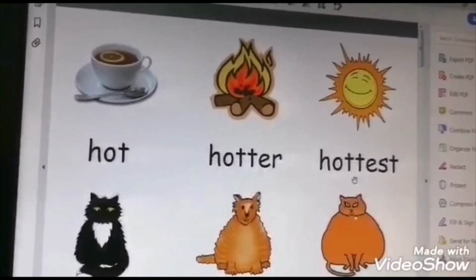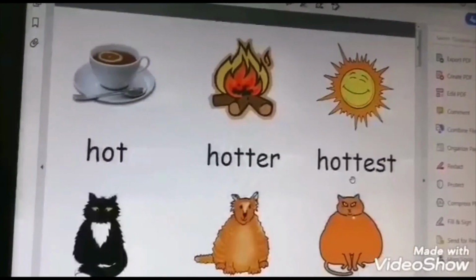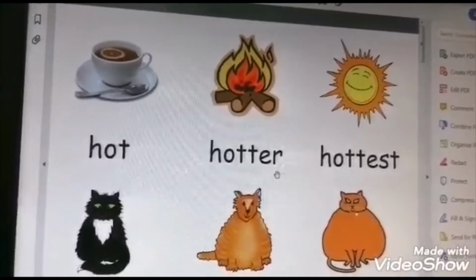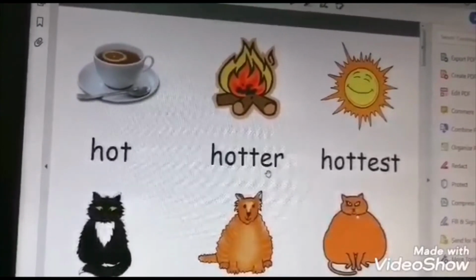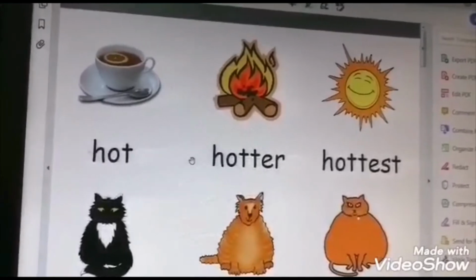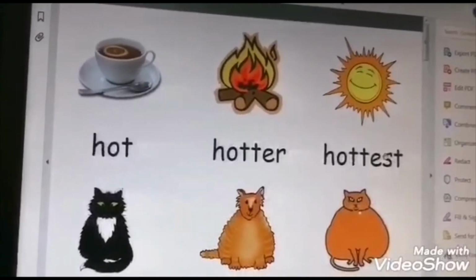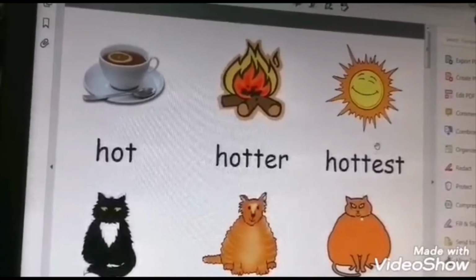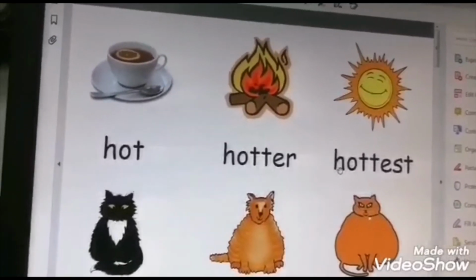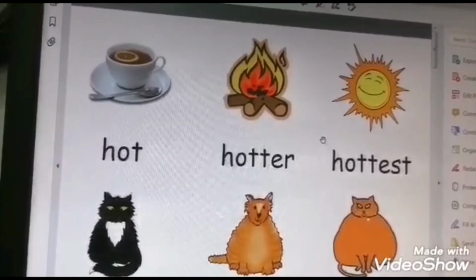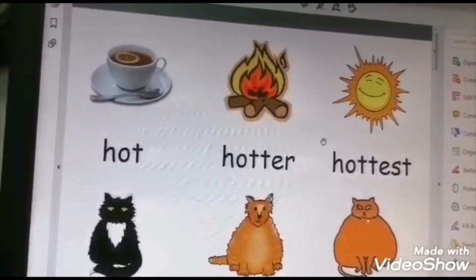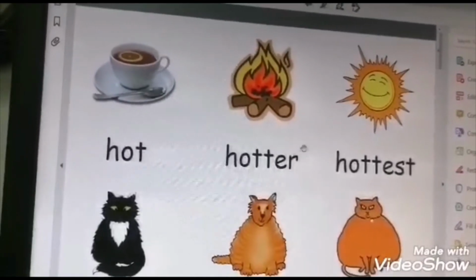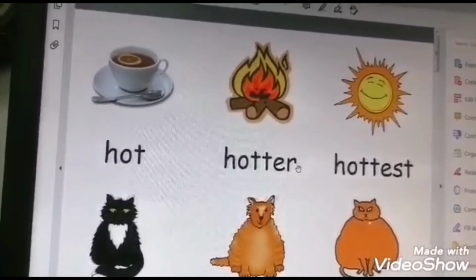Superlative. The sun is the hottest star. Did you get my point? Comparative is always between 2 things, and for superlative, we have to compare more than 2 things. So with the superlative, we will add "the" before the adjective, and in comparative, we will add "than" after the adjective.